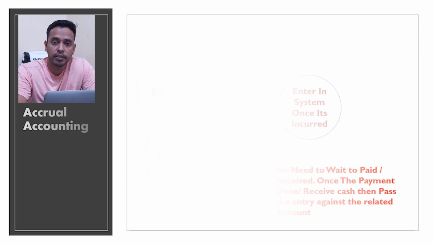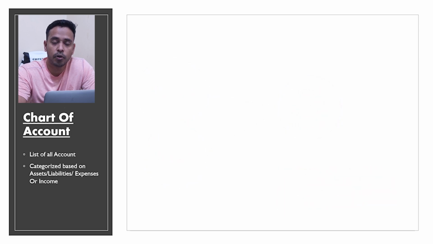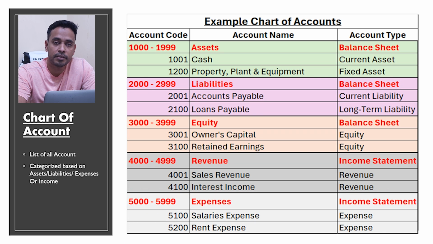The chart of accounts is very simple. It's the list of all accounts, categorized based on assets, liabilities, income and expenses. You can see here in our example, we categorized assets, liabilities, equity, revenue and expenses. Also note that we have to give specific numbers. Here we use 1000 to 1999 for assets, and for liabilities we use 2000 to 2999. The same we will do for equity, revenue and expenses.